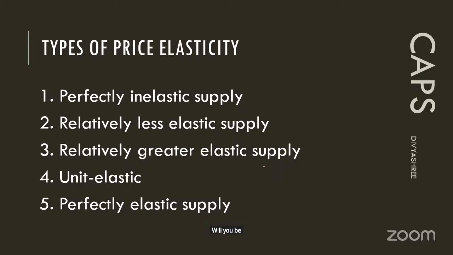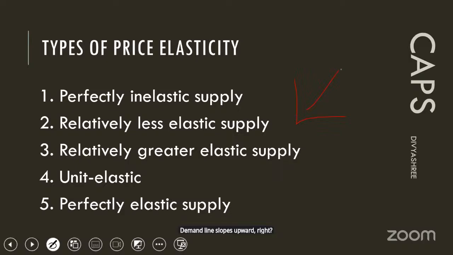Will you be able to recollect all the 5 types of elasticity of demand when I was discussing this? Only thing, please be careful, except for first and last. In first and last, the supply curve and demand curve will be same. First it is a vertical straight line, last it is a horizontal straight line. But in all other 3, the supply line slopes upward, so you have to say flatter, proportionate, and less proportionate. In the demand curve it used to come downward, in the supply curve it is upward. Don't forget that. Am I clear to you?